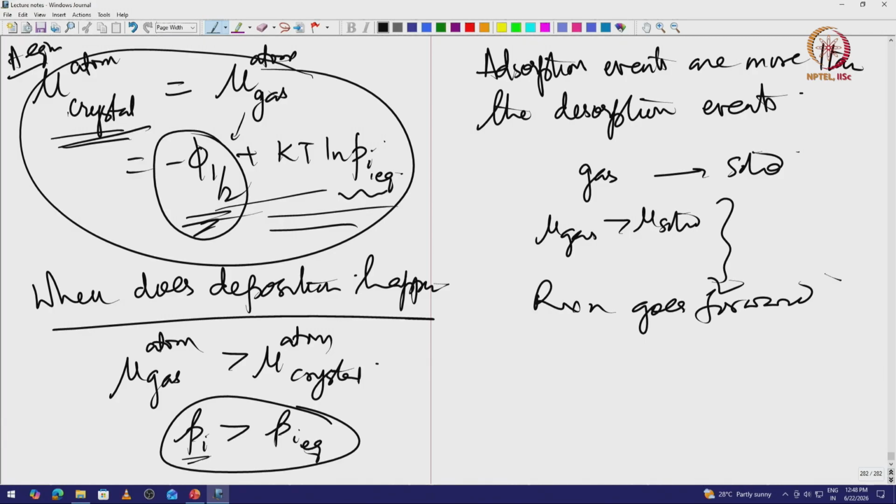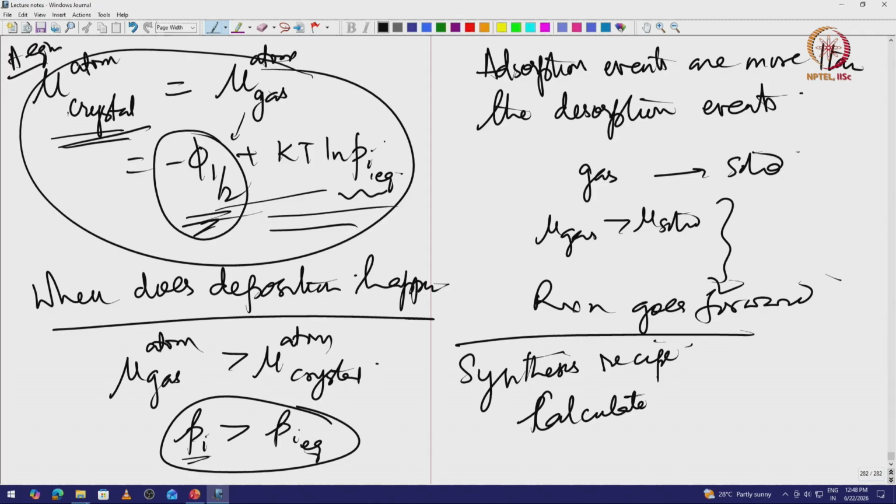So if mu gas is greater than mu solid, this reaction goes forward. Now I have a recipe to evaluate that reaction. I am just saying that, so I am giving you a synthesis recipe. Synthesis recipe is calculate Pi equilibrium. So once I know what is the equilibrium Pi, where mu gas deposition does not happen really, right. So it is just at the verge of equilibrium.